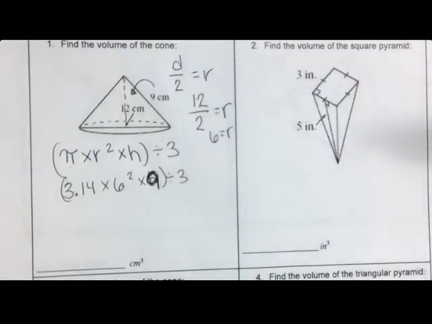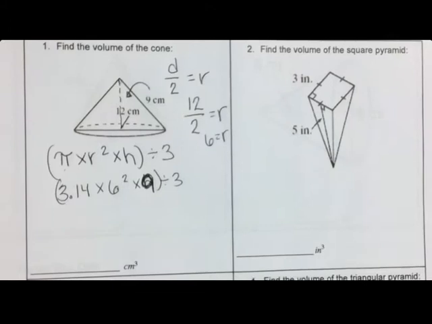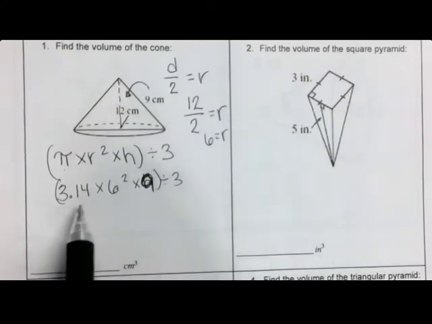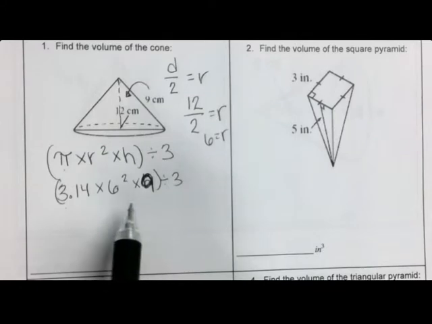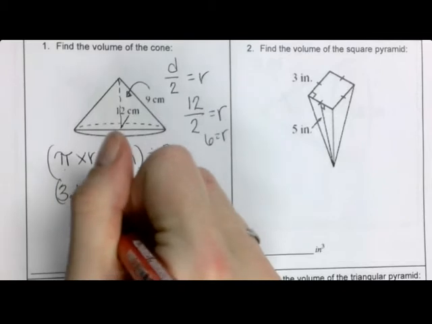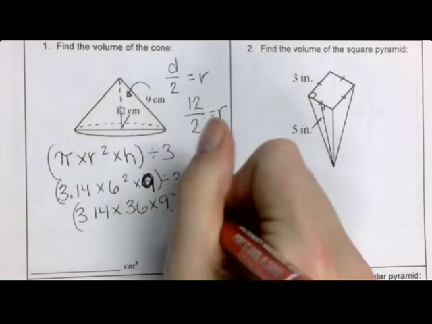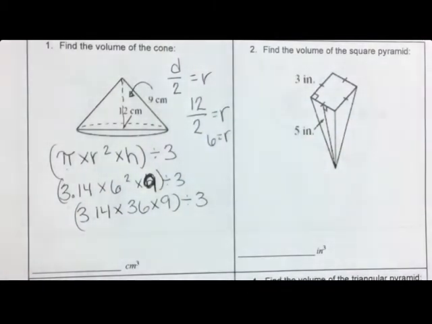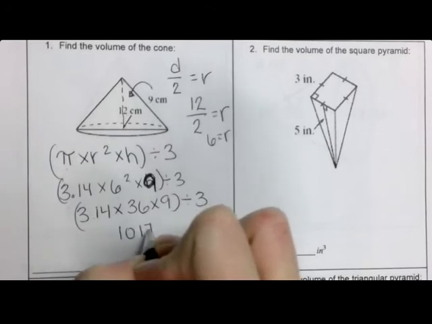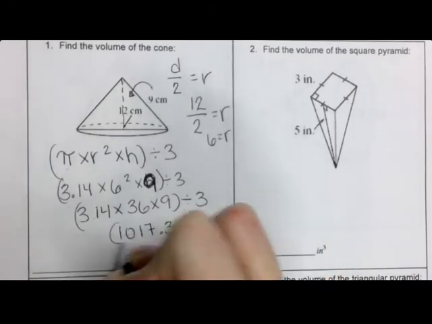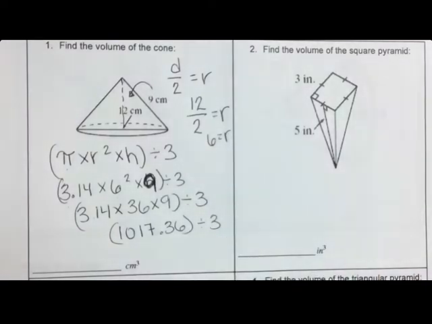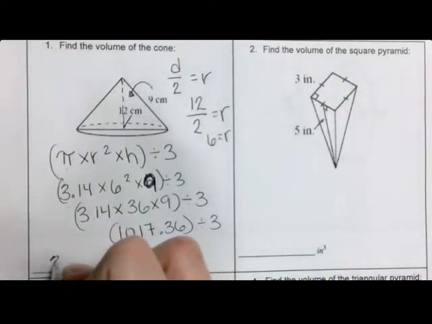Okay, so, excuse me. When you do order of operations, inside here, you can't start multiplying. You first need to get 6 and square it. So we are going to take 3.14 times 36, and then I'm going to times that by 9. That answer is going to be divided by 3. So if you multiply all those big, long numbers, what in the world do you get? 1,017.36. And we are going to divide that by 3 to get our final answer.